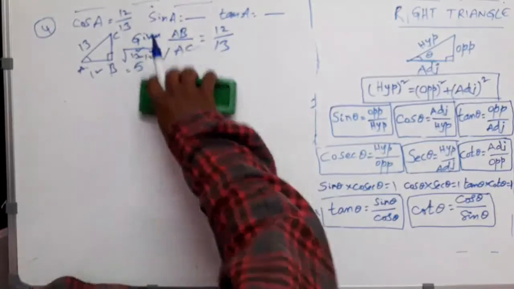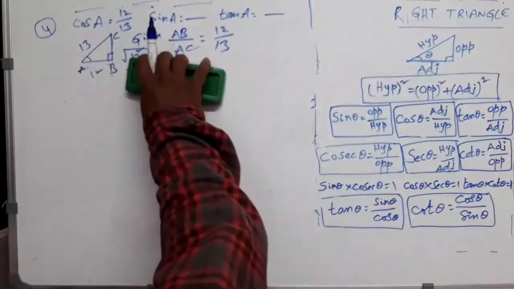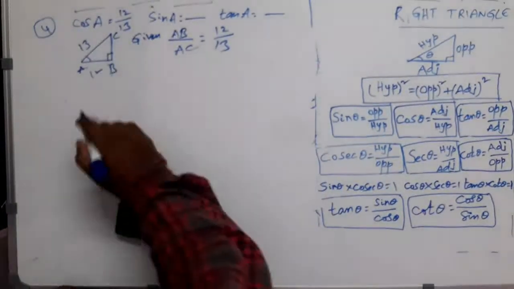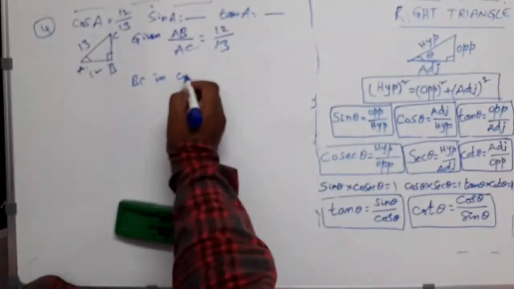See, let us say the same question. If I ask like this, if cos A is 12 by 13, my question is like this: what is the value of the side BC? What is the value of side BC in centimeters? That is my question. So what will be your answer?